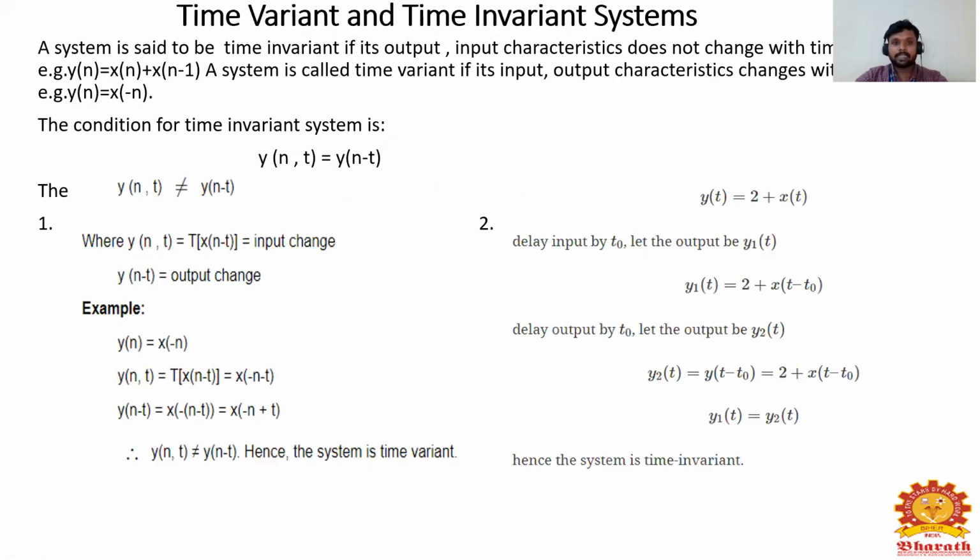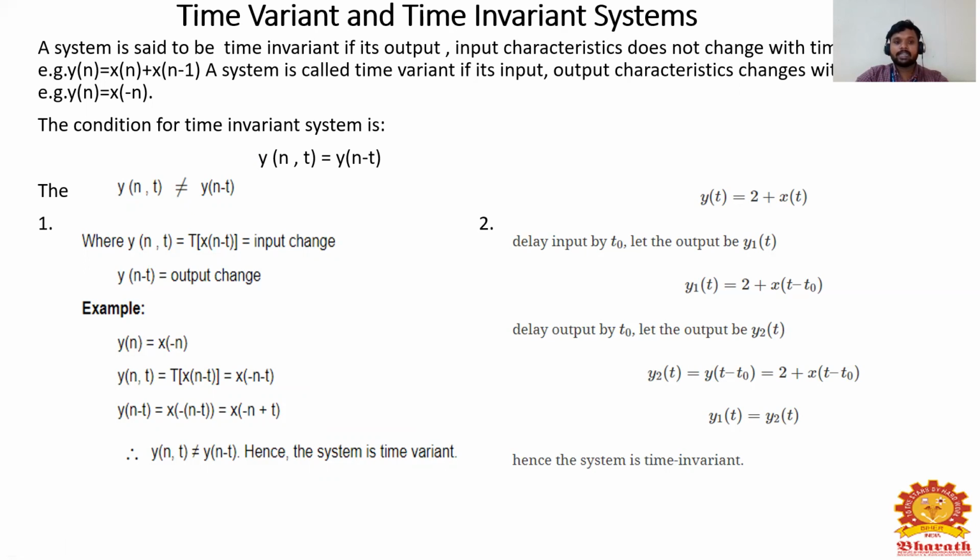The second type is time variant and time invariant systems. A system is said to be time invariant if its input-output characteristic does not change with time. The example for time invariant is y of n is equal to x of n plus x of n minus 1. A system is called time variant if its input-output characteristic changes with time. The example for a time variant system is y of n is equal to x of minus n.